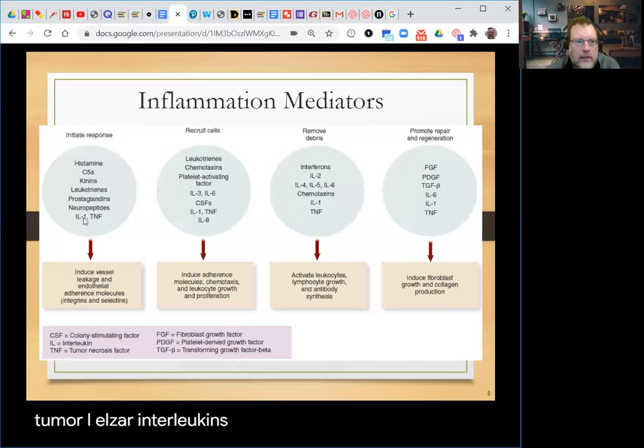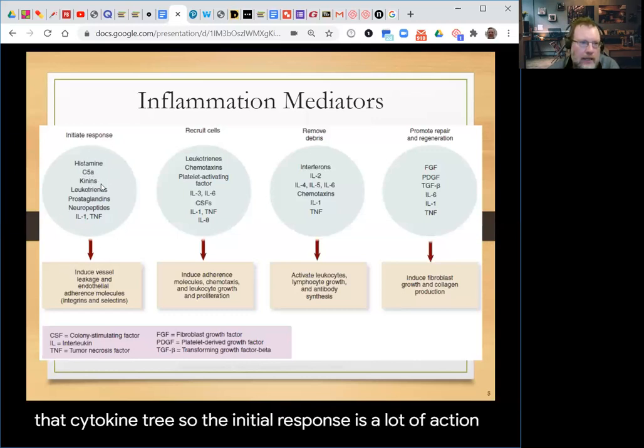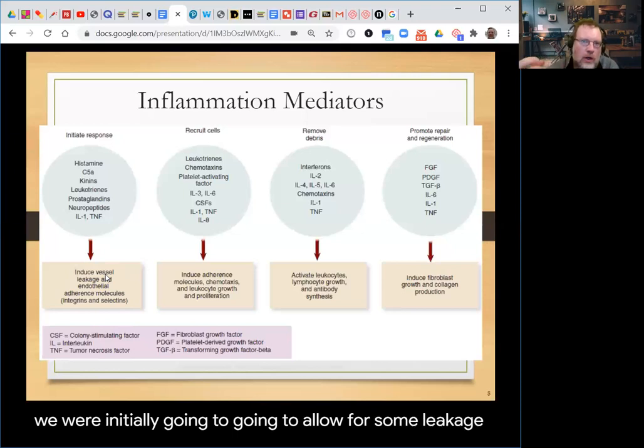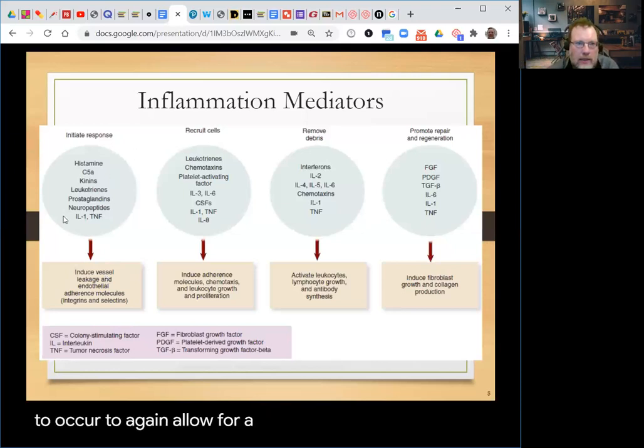ILs are interleukins. Again, these are part of that cytokine tree. So the initial response is a lot of action. Again, kinins, cytokines, leukotrienes, cytokines. Okay, we want to induce vessel leakage and endothelial adherence molecules. So the endothelium is the lining of the blood vessel. So if that blood vessel has been breached, we're initially going to allow for some leakage to occur to, again, allow for a lot of these chemical mediators to come in and slow that inflammation.